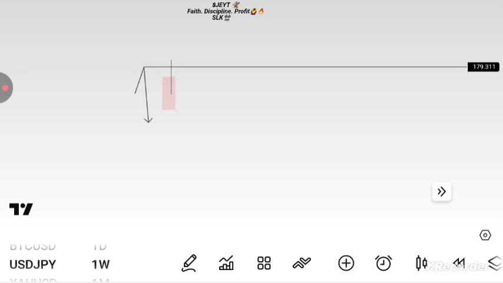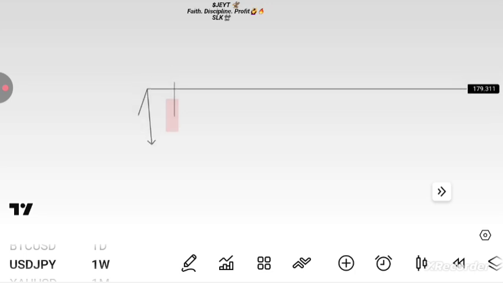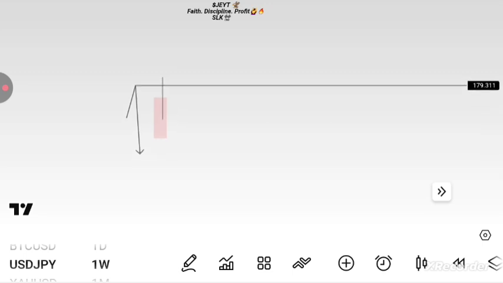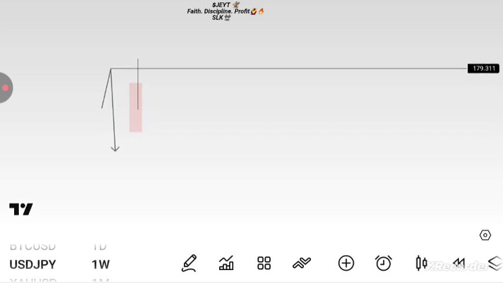Are you getting it? So when you are building your bias from the weekly time frame, you need to see a rejection and a candle closure below that weekly key level. Then what is the next step? You need to drop one time frame lower, which is the daily time frame. What are you looking out for in the daily time frame? Two things. It's either you see number one or you see number two.